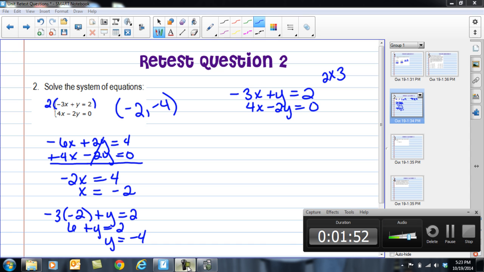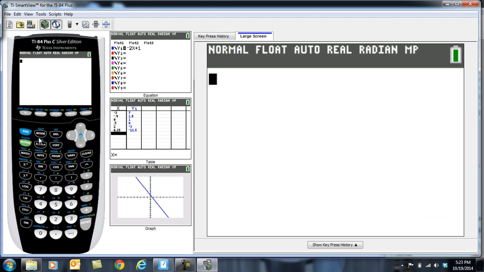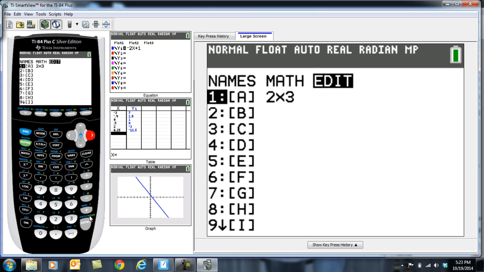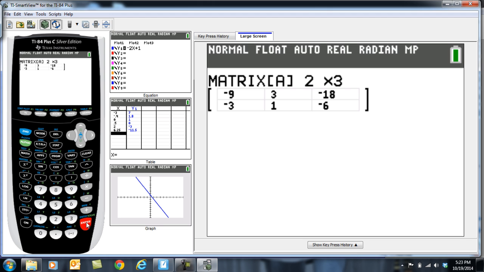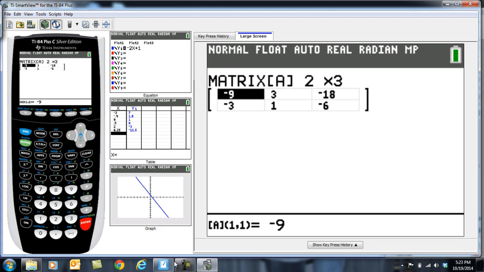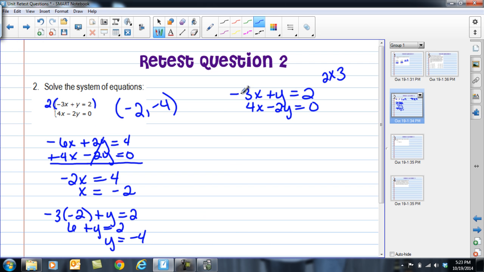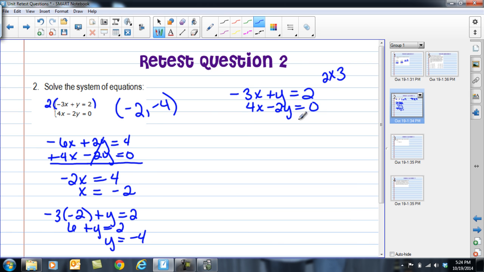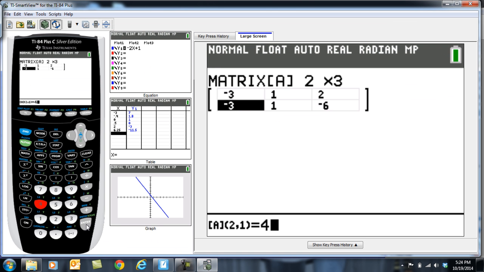And so if I grab my calculator and I go to second x to the negative 1, I'll go over here to edit my matrix. I already have it set up to be a 2 by 3, so I'll just go down here, and it looks like my numbers were negative 3, 1, and 2 for the top row. So negative 3, 1, and 2. And then for the bottom row, it looks like my numbers were 4, negative 2, and 0. So I have 4, negative 2, and 0.